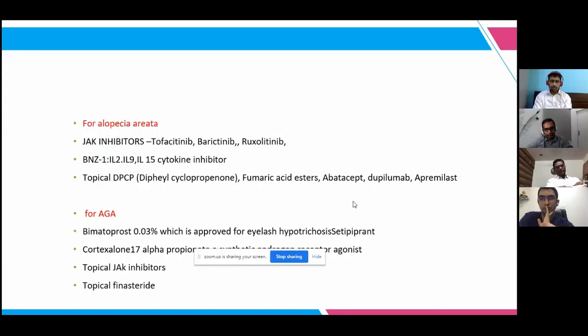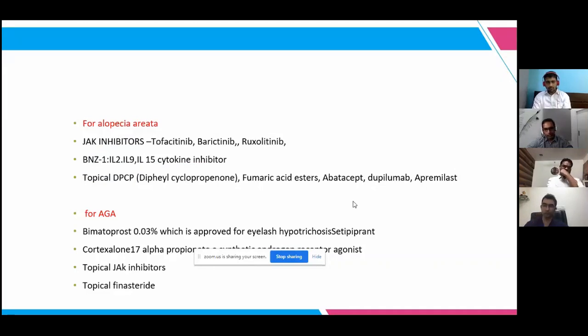There are some cytokine inhibitors, then topical DPCP I am also trying in some patients, especially for alopecia areata. For androgenetic alopecia, the one which has been tried for eyebrows and eyelashes can be given to the scalp also. That is what I mentioned.